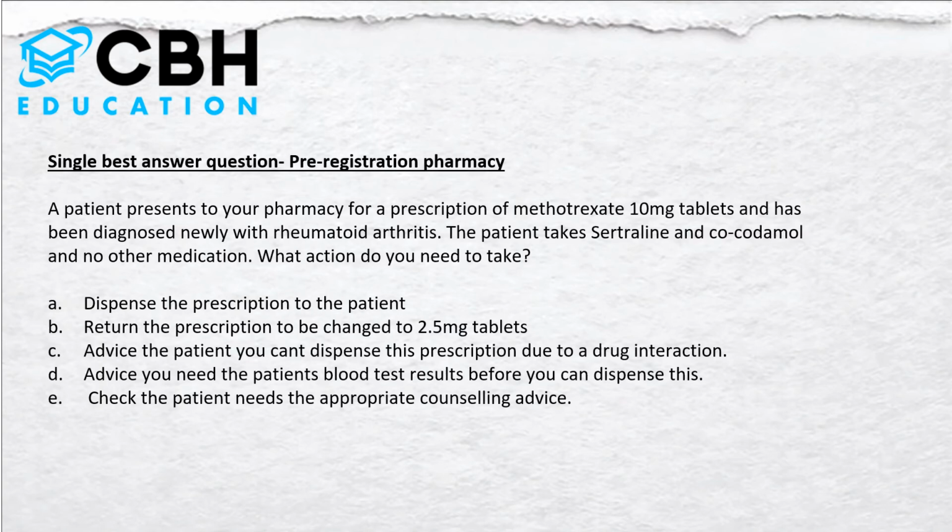Now, single best answer question for your pre-registration pharmacy exam. A patient presents to your pharmacy with a prescription for methotrexate 10 milligram tablets, newly diagnosed with rheumatoid arthritis. They take sertraline and co-trimoxazole, no other medication. What action do you need to take? Dispense the prescription to the patient; return the prescription to be changed to 2.5; advise the patient you can't dispense this due to a drug interaction; advise the patient you need to have the blood test results before you dispense this; and check the patient needs appropriate counselling advice.